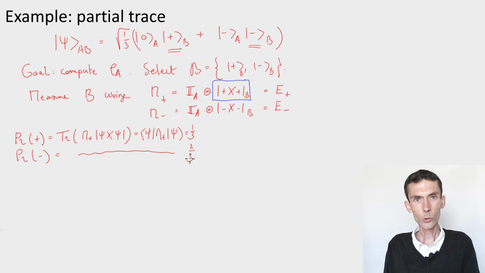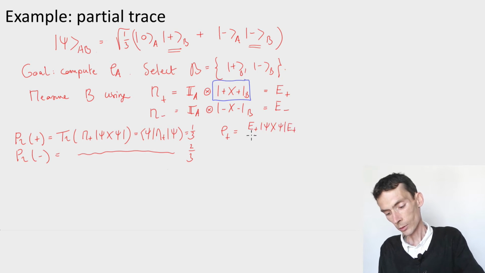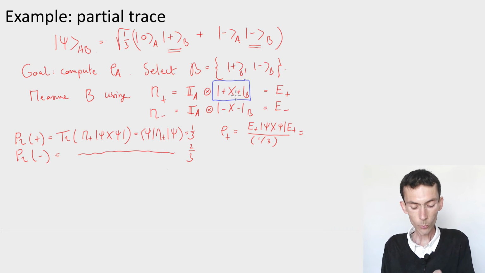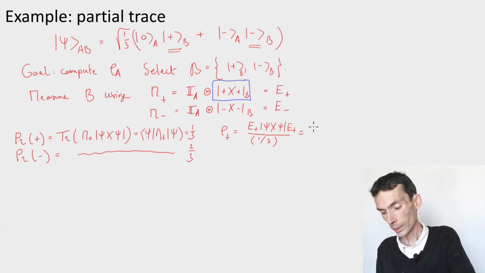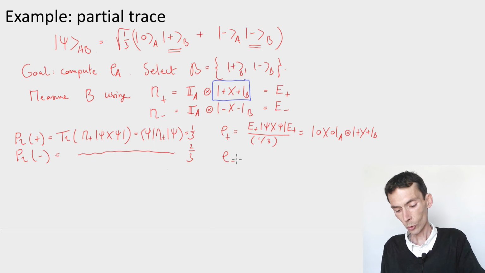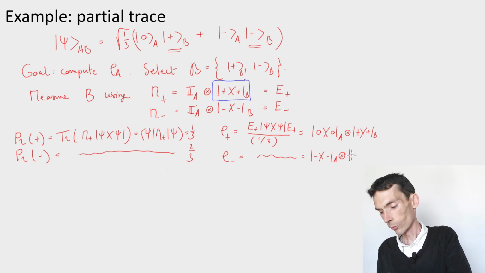And then the next thing we want to do is compute the post-measurement states. So let's compute them. We have the state ρ plus, which is equal to E plus psi E plus, divided by the probability of getting a plus, which is 1/3. And here again, you know what E plus is. It just projects B onto plus. And if B is projected onto plus, A is in the state 0. So what we get with these 1/3 cancel out, and we simply get 0 for A, tensored the plus state for B. Similarly, if we compute ρ minus, we can do the same calculation now with E minus, and we'll get minus on A, tensored minus on B.